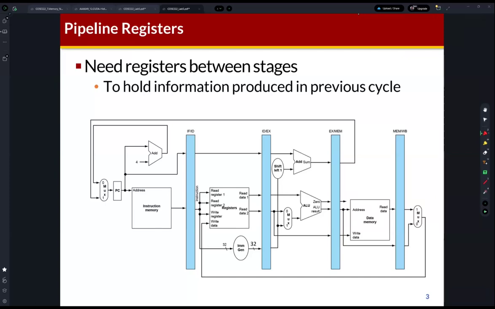In the pipeline architecture design, you need to implement the pipeline registers. A register is a group of flip-flops. You can add the instruction fetch/ID pipeline register here, then ID/EX, then EX/MEM, then MEM/write back. So we require four pipeline registers.